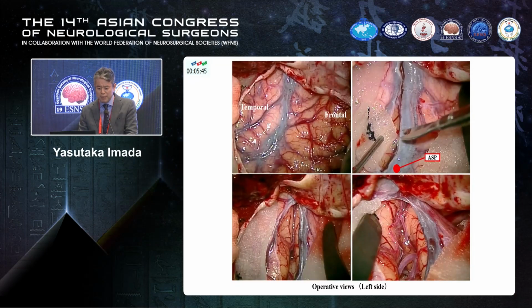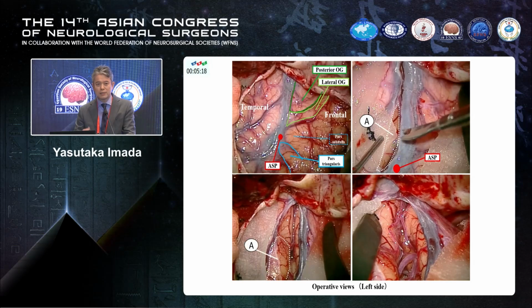I will explain by a clinical case. This case is the left side. When you start to dissect the sylvian fissure from the anterior sylvian point, you can find the first surface A, like this. And when you proceed the dissection to the proximal portion, you can find the second surface B, like this. A, B, okay?